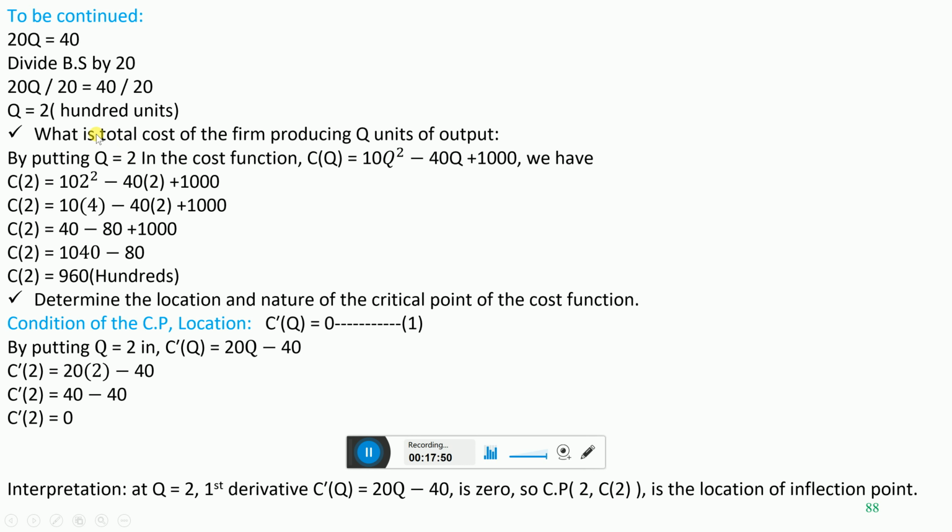So simply, what is the total cost of the firm producing q units of output? Just replace q = 2 in the cost function, and we find the cost of producing 200 units, that is $96,000.